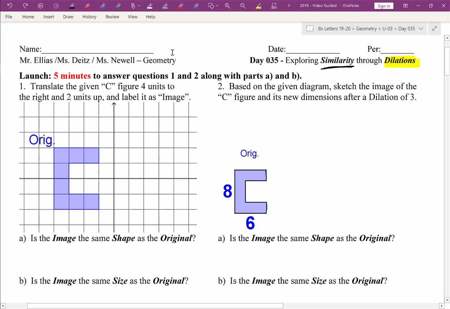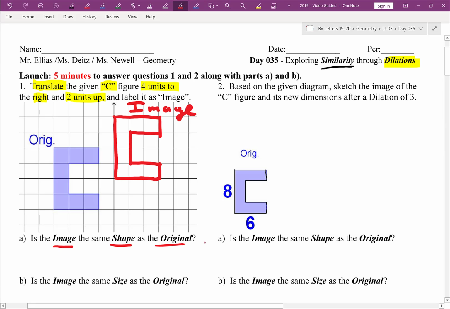Alright, so in this first one, they want us to translate that given C 4 units to the right and 2 units up. If you'll recall, a translation is just a slide, a movement. It shouldn't impact the size or the shape. So if I simply slide this 1, 2, 3, 4 to the right and 1, 2 up, this is now my image.